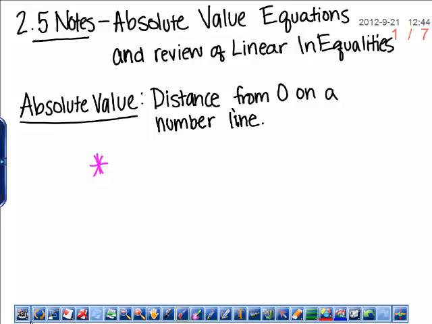So you can walk to the right, you can walk to the left, but no matter which way you walk, you're still going to be calculating the distance from 0. What do we know about absolute value? What kind of answers are we going to get? Yeah, so absolute value is always going to be positive. So an important thing to keep in mind as we go through these problems and as we start on inequalities next week.